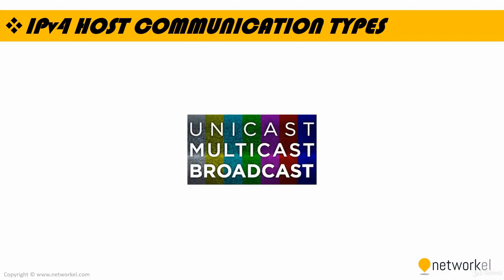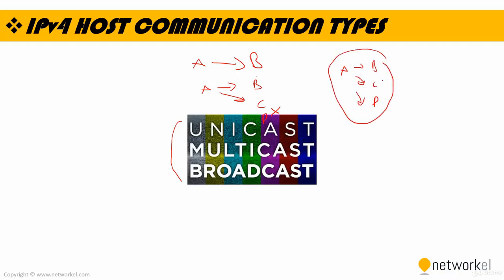And here are the IPv4 host communication types. We have unicast, multicast, and broadcast, which we have talked about in our previous sections. If I want to unicast, I'm sending the packet directly to B. If I want to multicast, I'm sending my packets to B or C, but not to D. If I want to send a broadcast, I'm sending my packet to all of them.